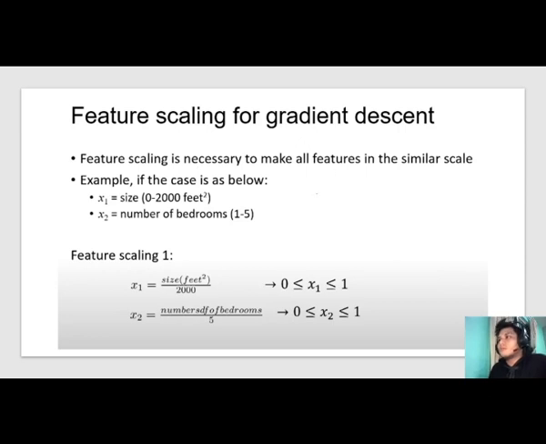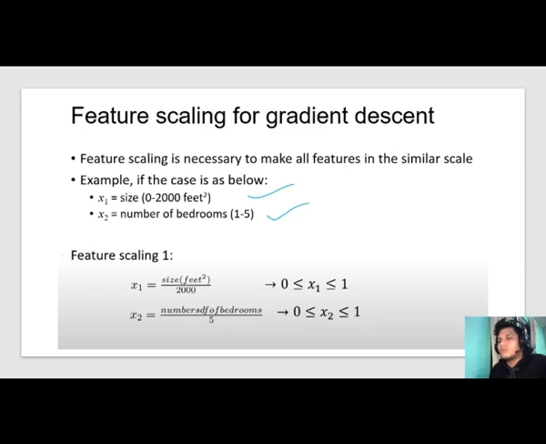Feature scaling for gradient descent: we need to do feature scaling because if the range or value of each feature is too widely different, we cannot proceed with the gradient descent, because the graph we obtain will not be accurate. For example, the size may vary from 100 square feet to 1000 square feet, and the number of bedrooms may vary from 1 to 5. So we need to do the feature scaling method.